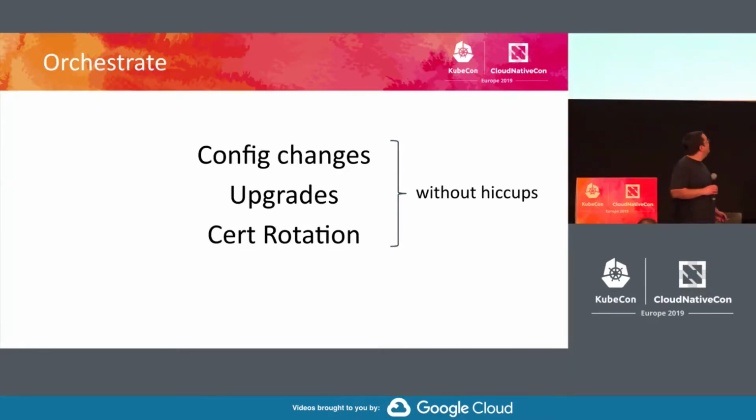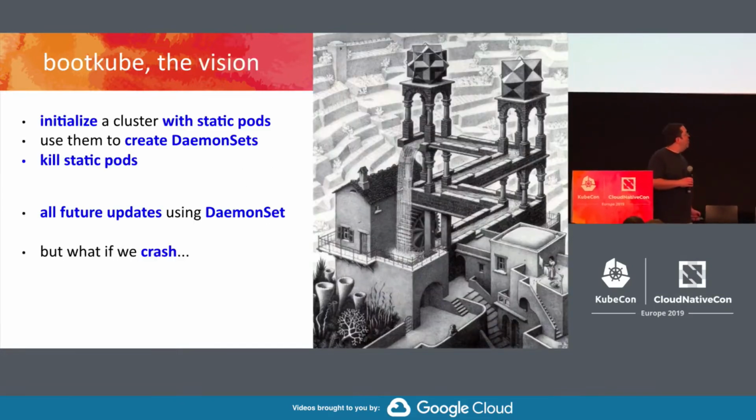So we started out with these goals. We want to be able to make config changes, we want to be able to do upgrades, and we want to be able to handle cert rotation, all without having hiccups on the Kube-API server. We looked at the existing technology that was out there. Bootkube existed. It looked like a really good idea.